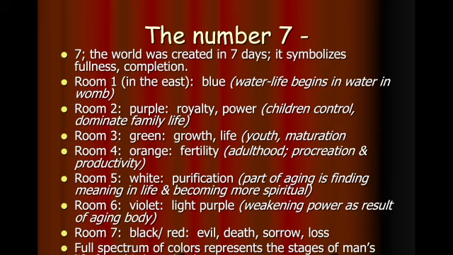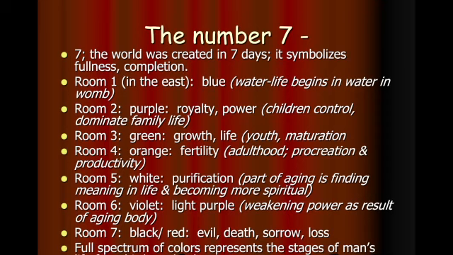Room number 5 is white, maybe after the sense of all the lust and procreation that was going on in room number 4. Perhaps this is the sense of purification, looking for meaning in life, because part of aging is trying to find out what life means and becoming more spiritual. People have a tendency to put the color white towards spiritualism. Room number 6 is violet, that is light purple.